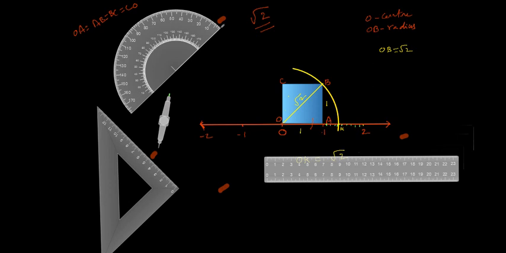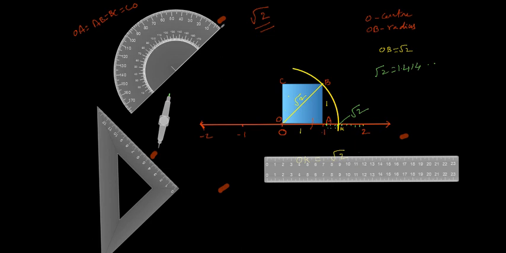1, 2, 3, 4. Already we know the root 2 value is 1.414, etc. Here you may observe we get the same value on the number line. After 1, after 4 parts of the second unit, it intersects the number line. This K indicates the root 2 value. This is the way to represent an irrational number on the number line.